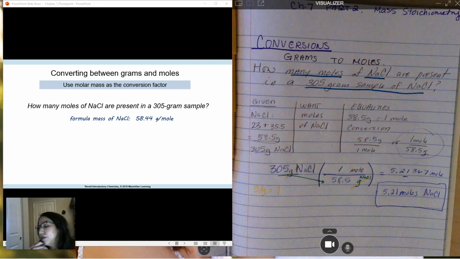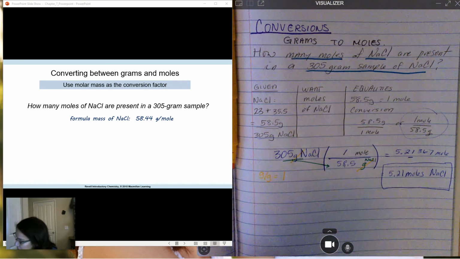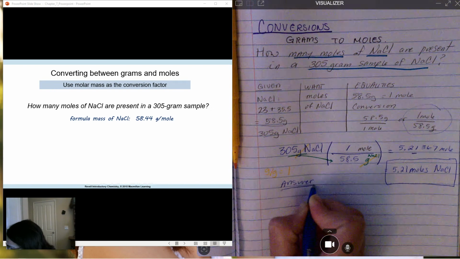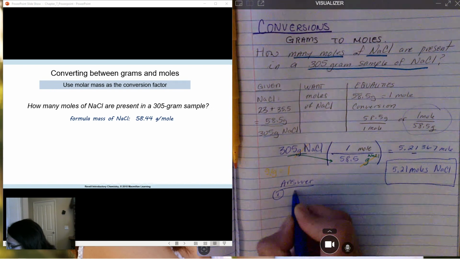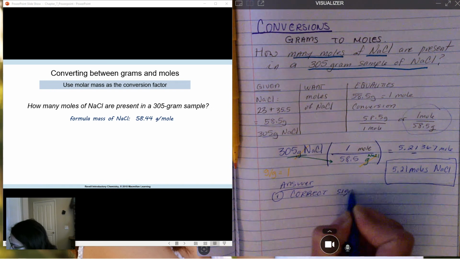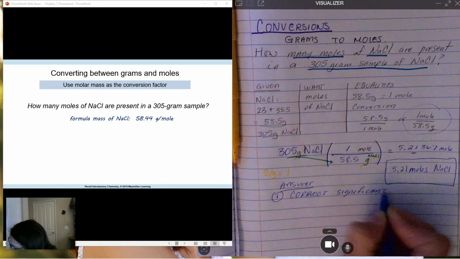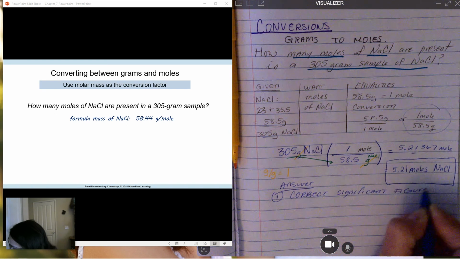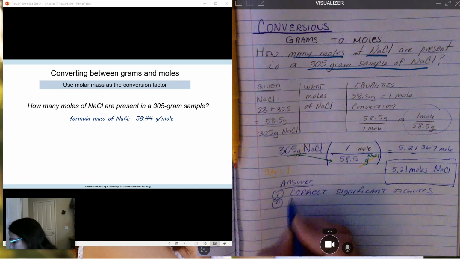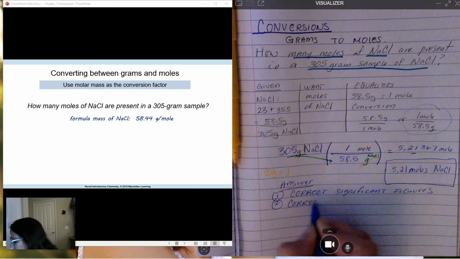All right. So when you write your answer, you want to make sure, one, it's in the correct number of significant figures, you have the correct unit, and you're telling me of what, right? So let's write those things down. Your answers must have, 1, correct sig figs. 2, the correct unit. You have to tell me of what.